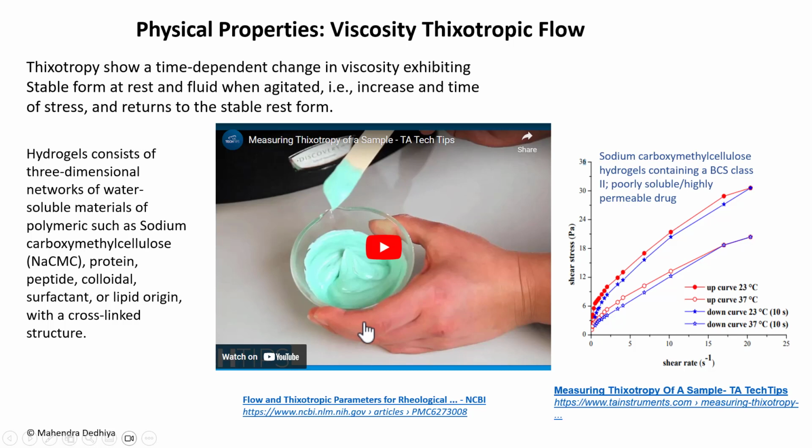Let's look at the video, see what the thixotropic materials look like, and look at how we measure thixotropicity. Using a viscometer, we apply shear rate, increase it, ramp up, and then ramp down, decrease the shear rate on same sample.